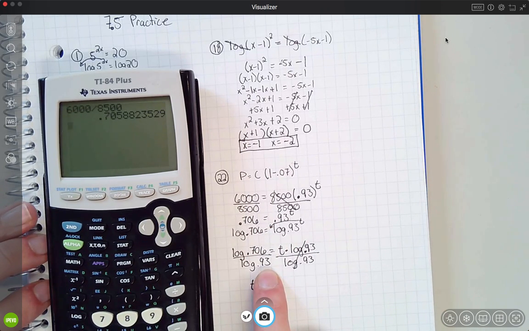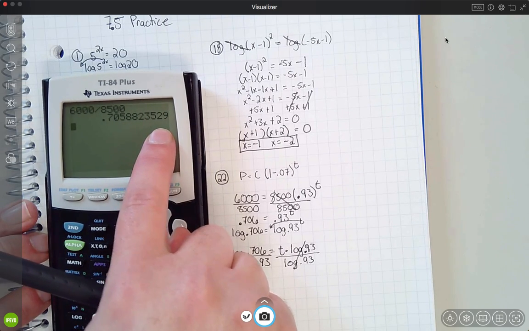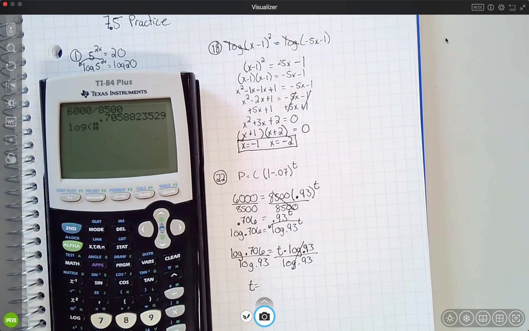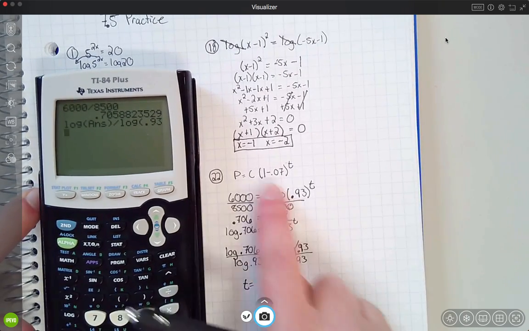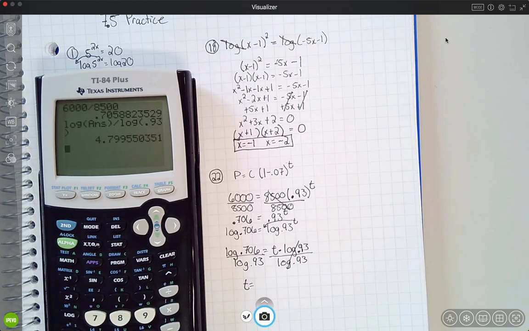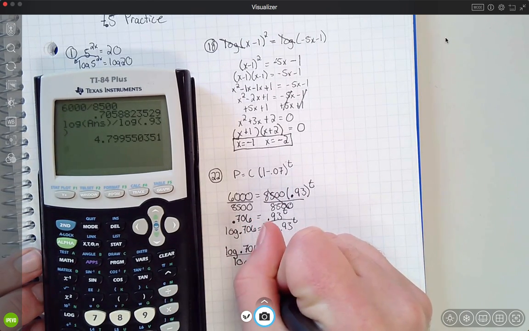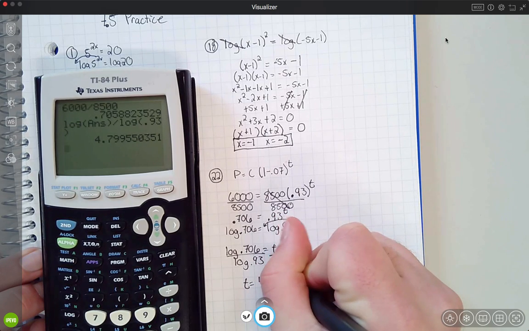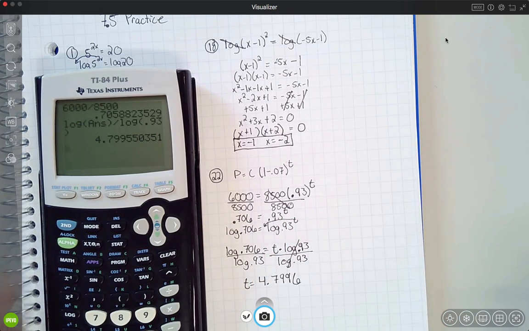So the log of 0.706, which again is really this number in my calculator. So I'm going to do the log of the answer, which is what I just had right there. Then I'm going to divide that by my log of 0.93. And the 0.93 is exactly 0.93. That came from the 1 minus 0.07 I had up here. I'll close my parenthesis there and hit enter. Now my answer here is going to be 4.797996. Go an extra place there, but doesn't really matter. I need to be exact here though.